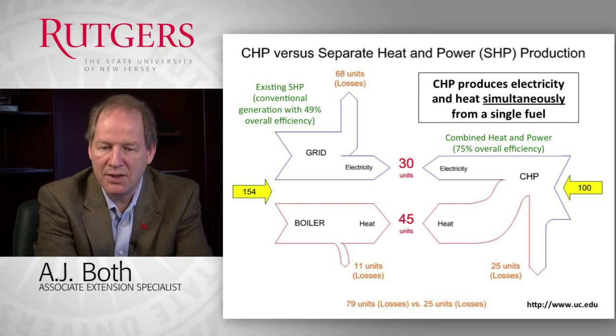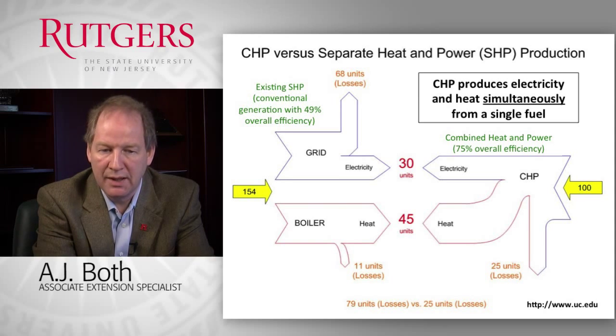Whereas on the right-hand side of the image, you see that for a combined heat and power system, where you have one unit on site that generates both electricity and heat, for every 100 units of energy that you put in, you generate the same 75 units of energy coming out. So the overall efficiency of the combined heat and power system is much higher than the overall efficiency of going the conventional way, where you buy your power from the power grid and you have your own individual boiler.